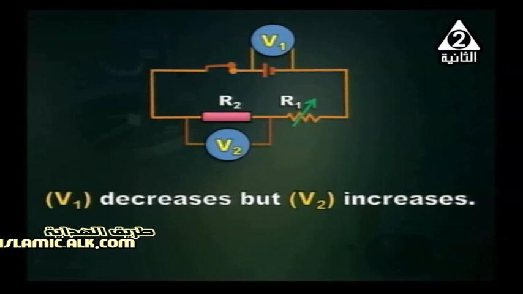We'll explain this. When R1 is decreased, total resistance of the circuit decreases. Current through the battery increases. When current increases, lost voltage or internal voltage increases, so terminal voltage decreases. But what about V2? V2 is given by the product of the current and R2. R2 is constant, so it depends on the current. When R1 decreases, current increases, so V2 increases.